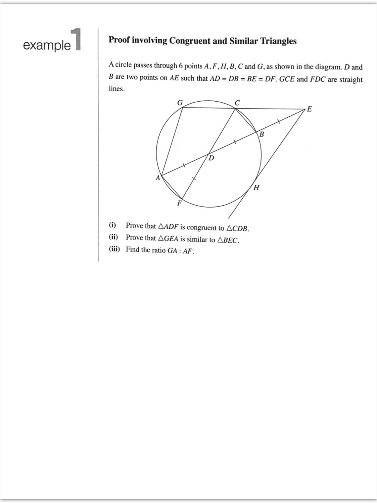Now, a circle passes through 6 points A, F, H, B, C, and G, as shown in the diagram. D and B are 2 points on AE. AD is equal to DB is equal to BE is equal to DF, so a lot of equal sides. And GCE and FDC are straight lines. Prove that triangle ADF is congruent to triangle CDB. So, angle FAD is equal to angle BCD.